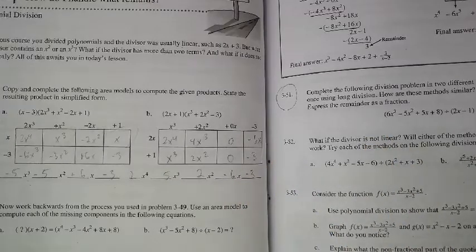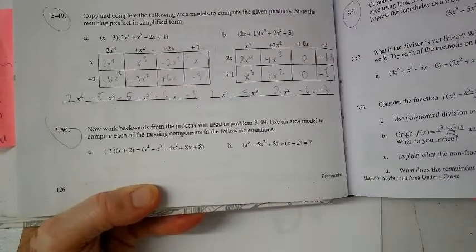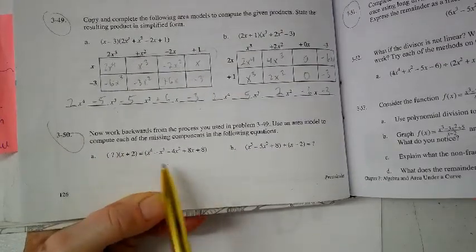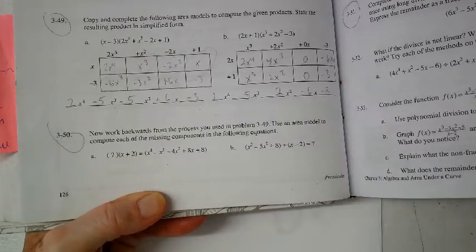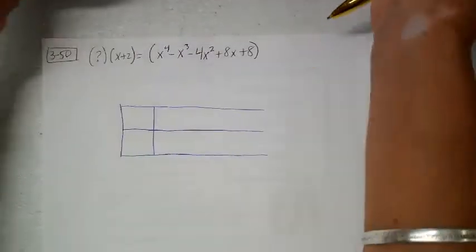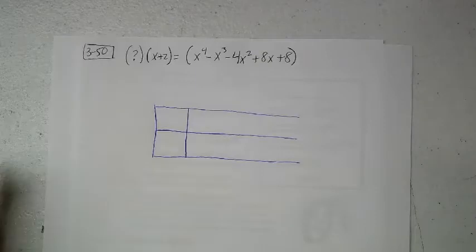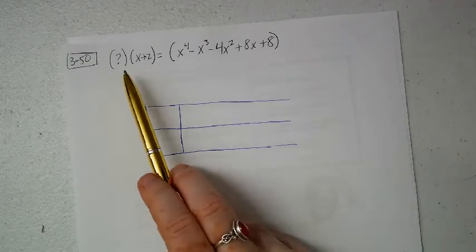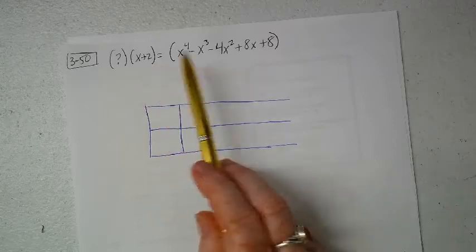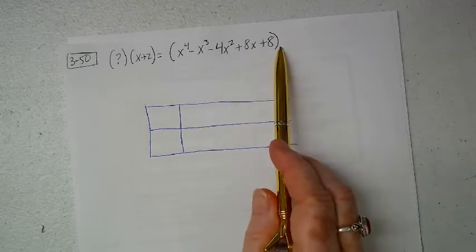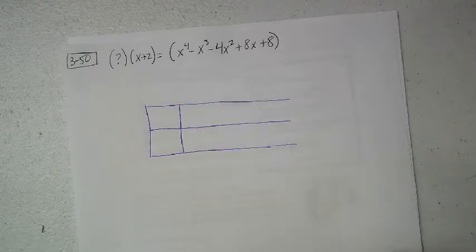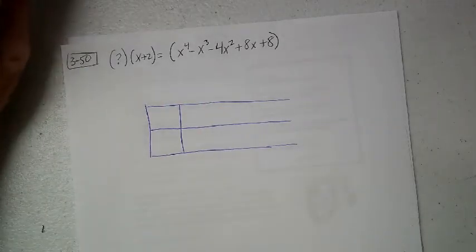I'm going to take you through just 3-50. I'll probably just do letter A, and then maybe we can do letter B in class. So 3-50 letter A says something times x plus 2 is equal to this nice quartic here. It's asking me to work backwards and use an area model.